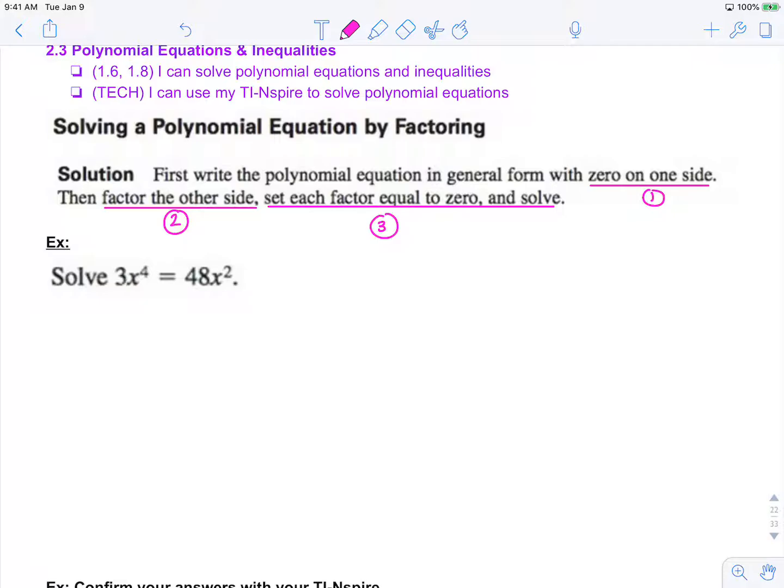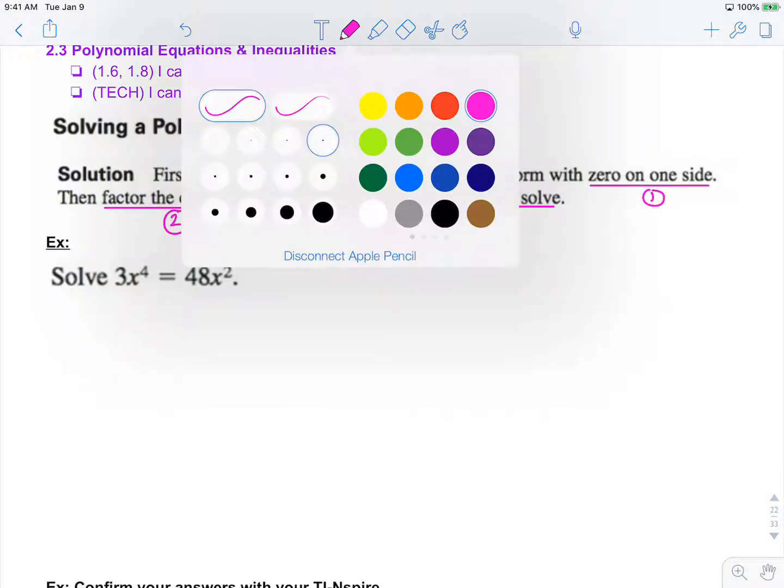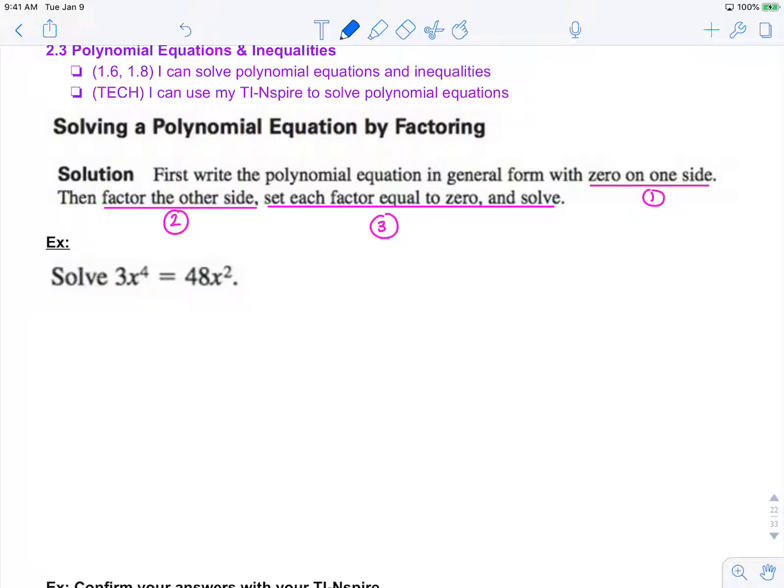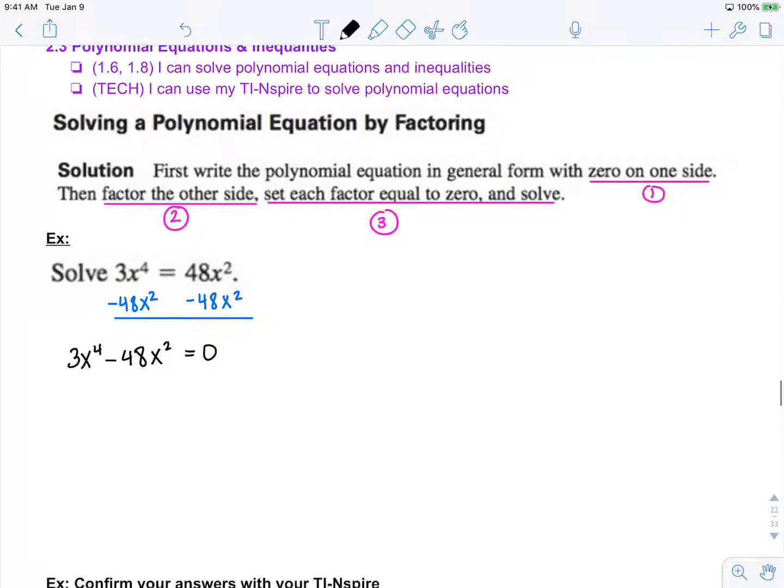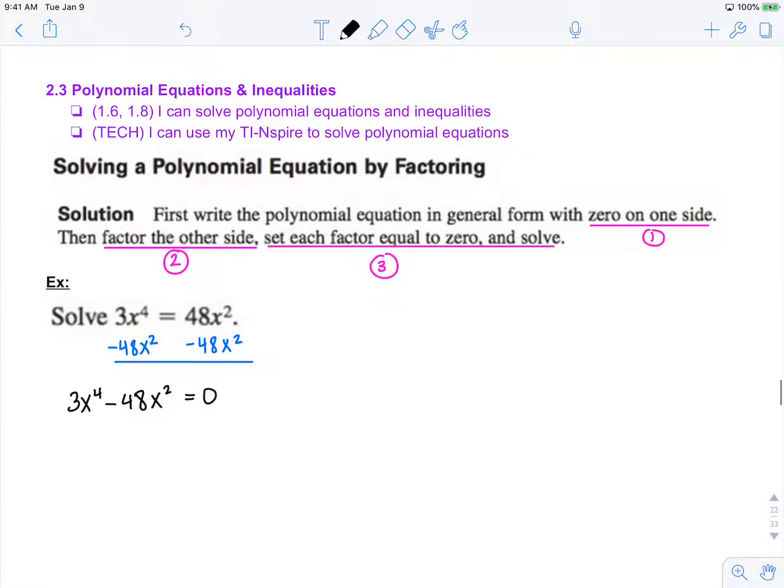So in this first example here, if I want to get one side equal to 0, I can subtract 48x squared. I subtracted that because I still have a polynomial in standard form on the left side now. So now I need to factor this polynomial on the left.